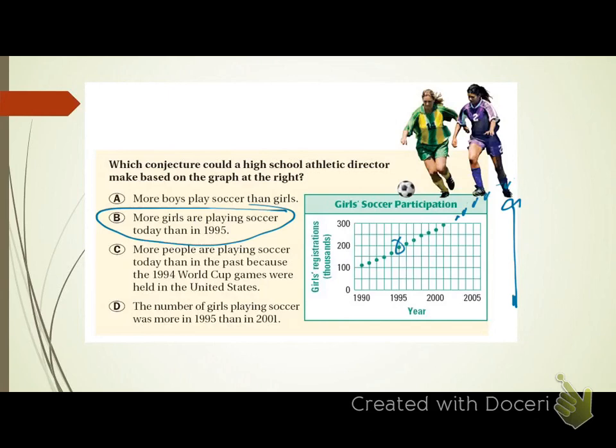Now, you can go through the other choices. More boys play soccer than girls. Well, this graph has absolutely nothing to do with boys playing soccer. So that's not it. More people are playing soccer today than in the past because the 94 World Cup games were held in the U.S. Well, this graph doesn't say anything about the World Cup games. And it doesn't just say people. It talks about girls. So that's out. And then D, the number of girls playing soccer was more in 95 than in 2001. That's just plain wrong. So B ends up being the choice, right? So again, using patterns to establish conjectures. And again, those conjectures would be true until we come up with a counterexample.